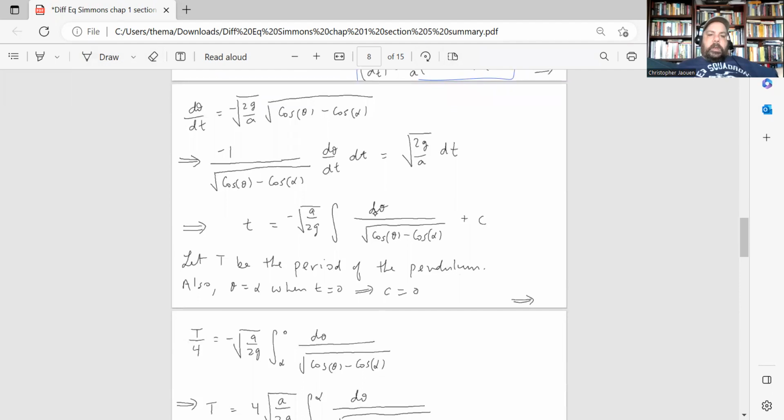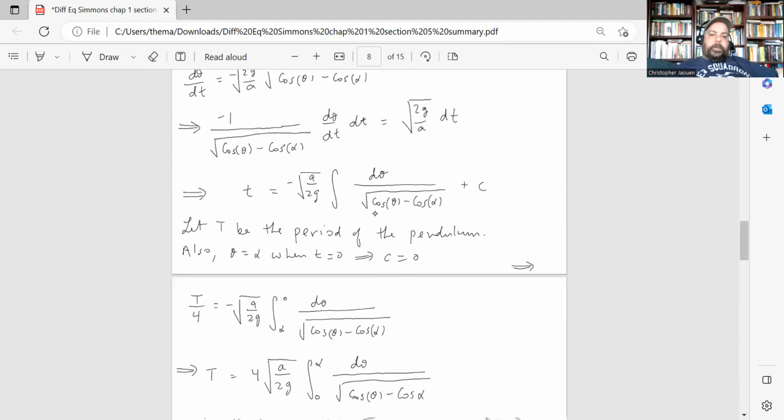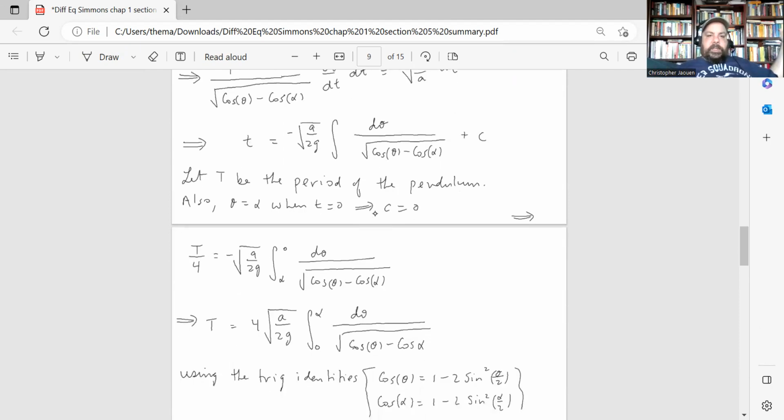Okay, and then we can separate variables here, and when we anti-differentiate, we get that t is negative square root a over 2g times the integral d theta over square root cosine theta minus cosine alpha plus your arbitrary constant, right? And then we can actually say a bit more. This is the indefinite integral, but we can make this into a definite integral.